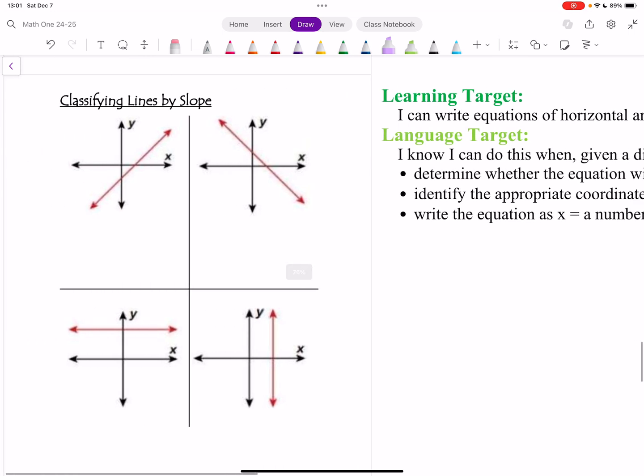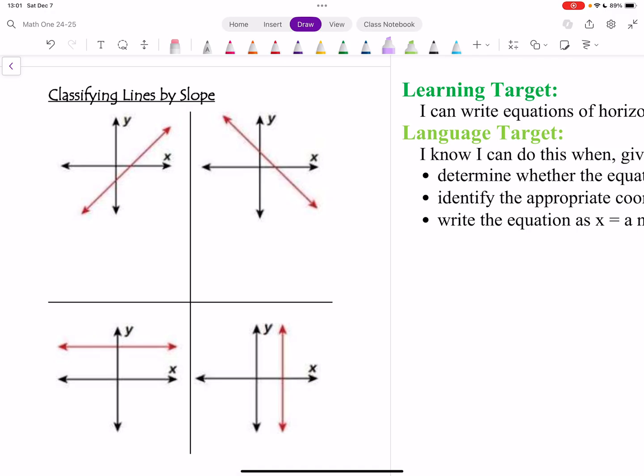But before I demonstrate how to do that, we have to really quickly talk about how we can look at a graph and classify lines by their slope. When we read a graph, we read from left to right, just as if we were reading a book. So looking at this particular graph of this red line, I'm noticing that if I read it from left to right, this line is increasing or going up in the positive y direction as x increases in the positive x direction. Therefore, this particular line has a positive slope. Slope simply describes how steep something is.